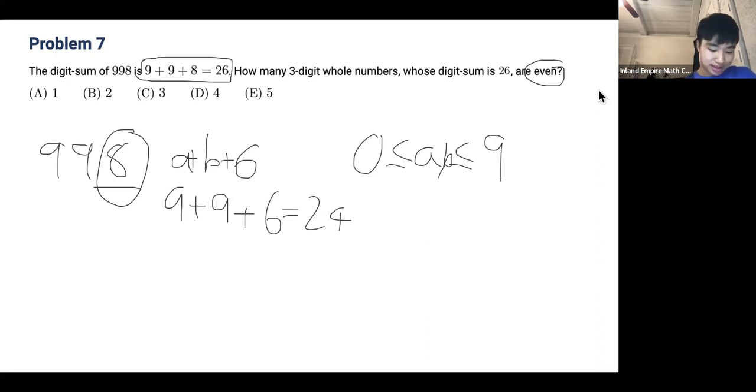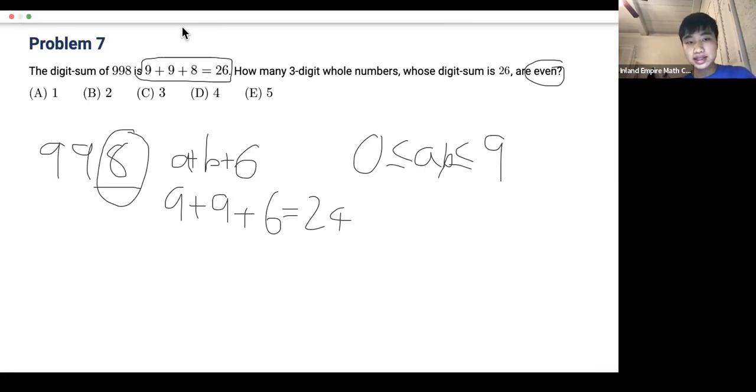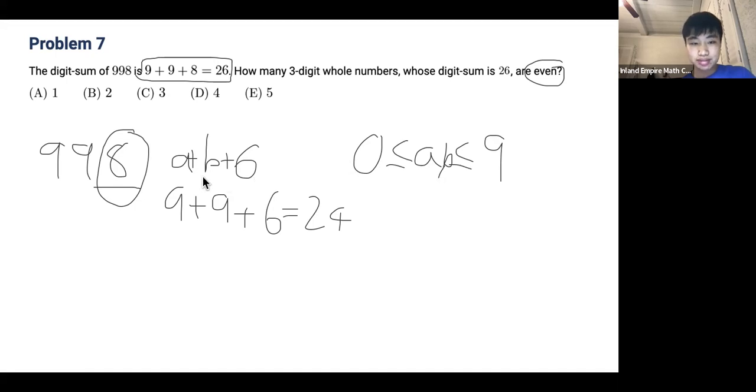And that makes sense, right? Because 9 and 9 are the biggest numbers a and b can possibly be, or the hundreds and tens place can be. As such, the answer would, in fact, be 1. A. Yes, Kimmy, you are correct.